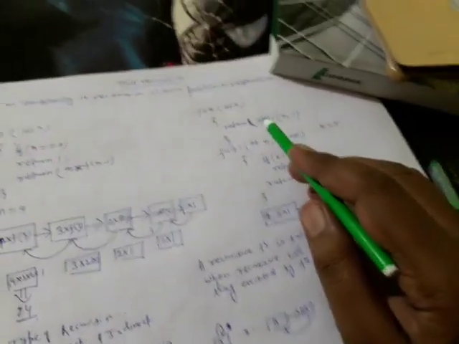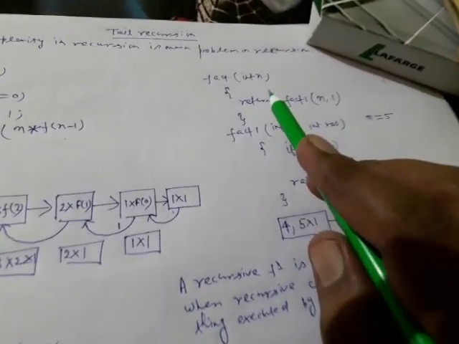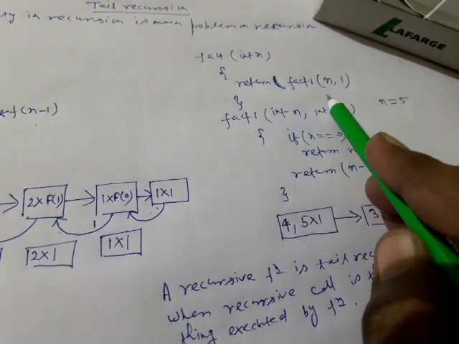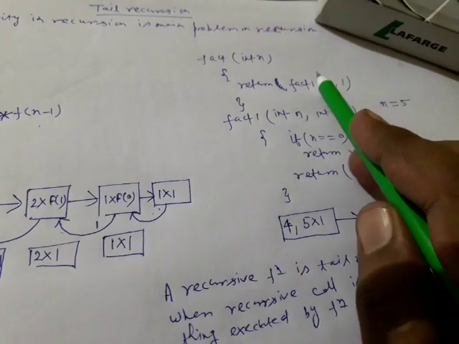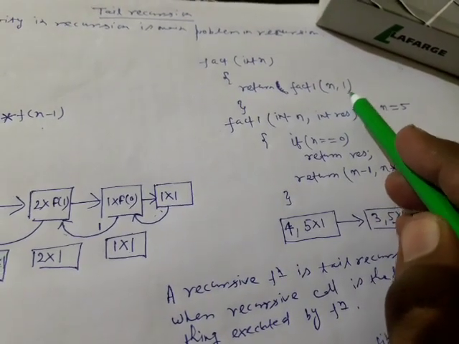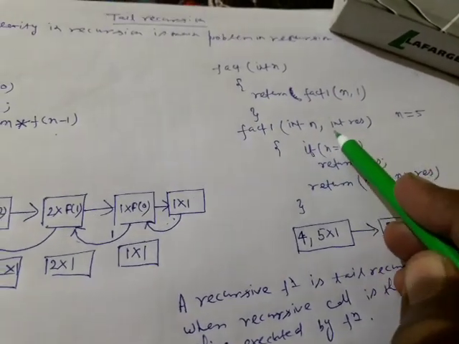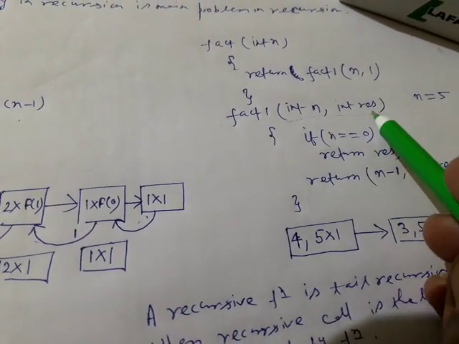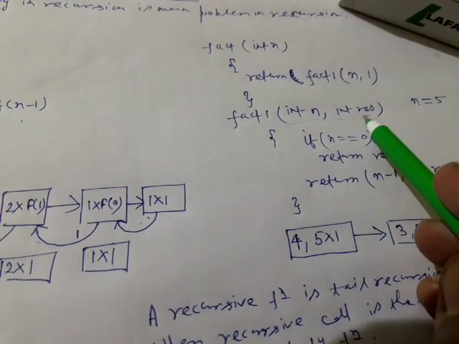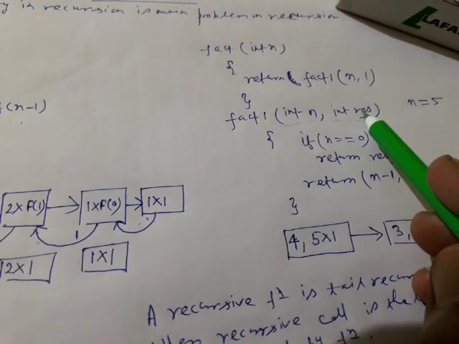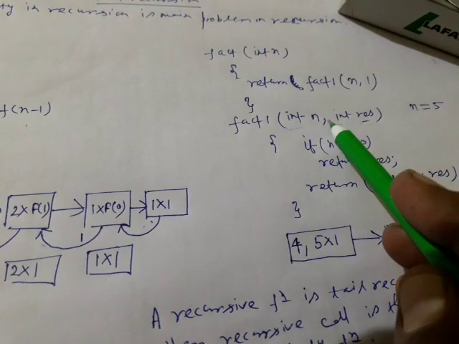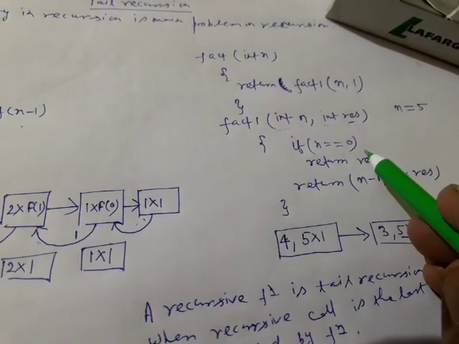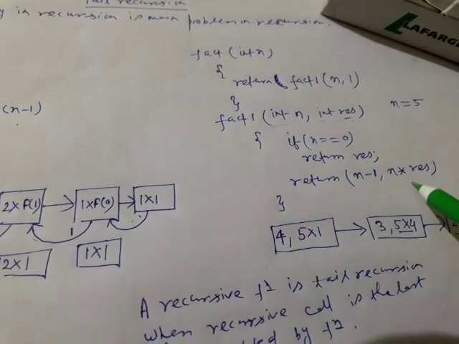We can see here the same factorial function. We have called fact n, with integer n, and then fact1, which is another function, where we are passing n and 1. Now come to this part. This is your integer n, same as before, and the result is one auxiliary storage that will store the result of the current execution. The remaining is the same: if n equals 0, return the result, otherwise return in this way.